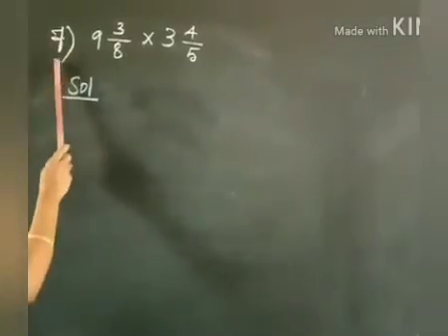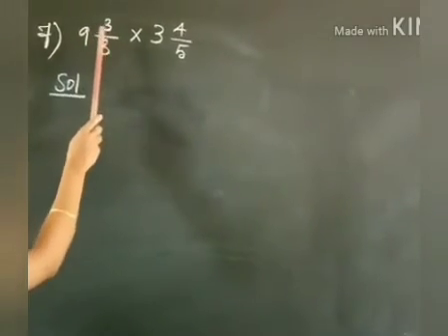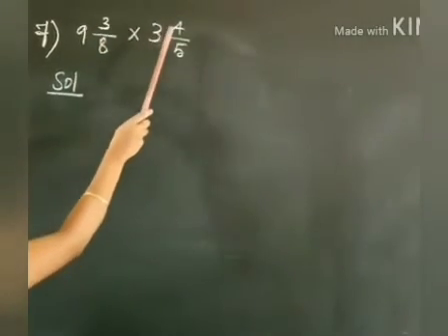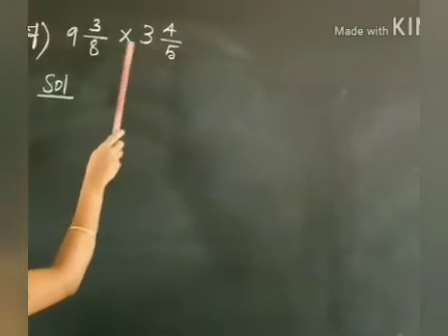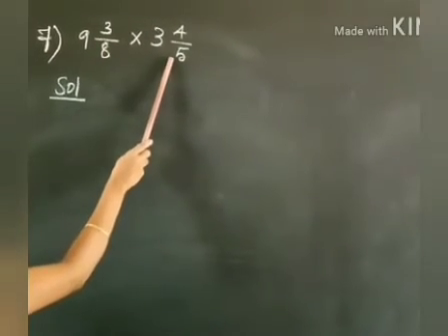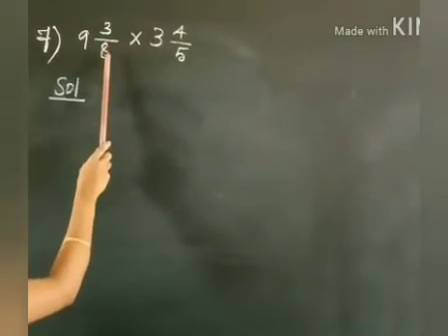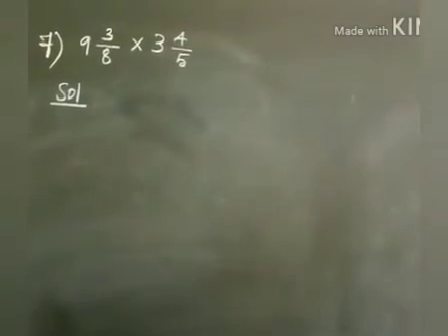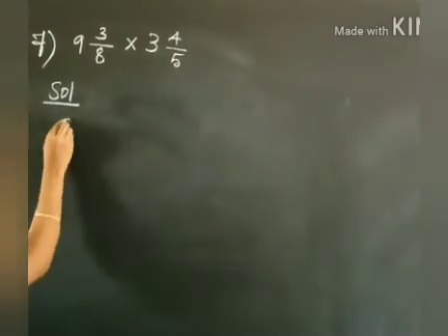We see the sum: 9 3/8 multiplied by 3 4/5. The product of two fractions, where each is a mixed fraction, we convert into improper fractions. Let us come to the solution.